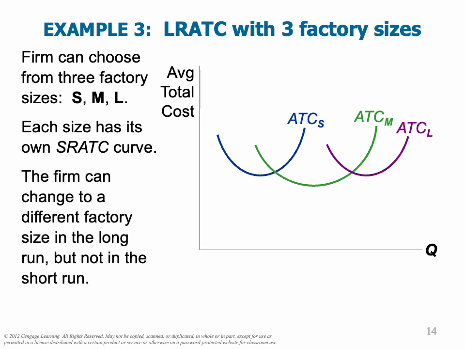So you're a business owner. You've got to decide what factory to go in. Where are you going to get the most efficient production? In the small factory, the medium factory, the large factory. In the short run, you're stuck. So once you pick a factory, you got to produce in that factory. But in the long run, you can change to different factories.